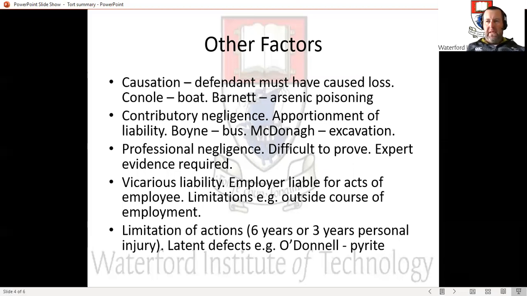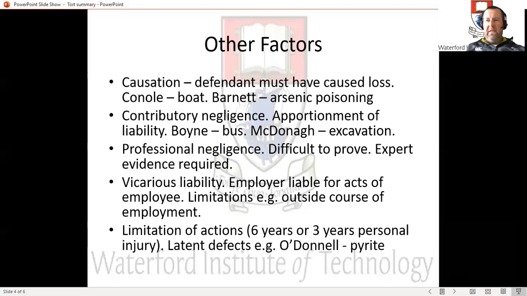So case law examples, there's Boyne against Bus Éireann, where a person in a drunken state got off the bus, fell in front of the bus, and the bus driver drove over their leg. And that person would have been contributory negligent because obviously their drunken state and so on contributed to their injuries.